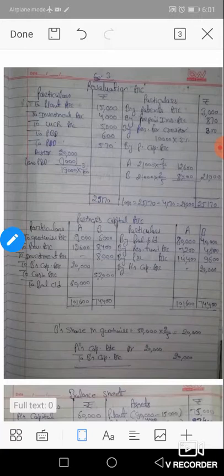Next, provision for doubtful debt, PBD 5% on debtors, and provision for discount should also be made on debtors and creditors at 3%. Yes, there are two provisions, one for PBD and another for provision for discount. And provision for discount is made on debtors and creditors both. 3% discount on debtors and 3% discount on creditors. Discount on debtors is a loss and discount on creditors is a profit of the firm.